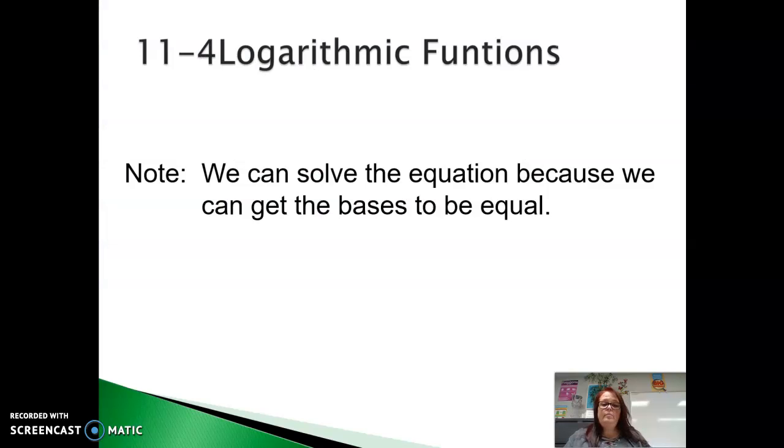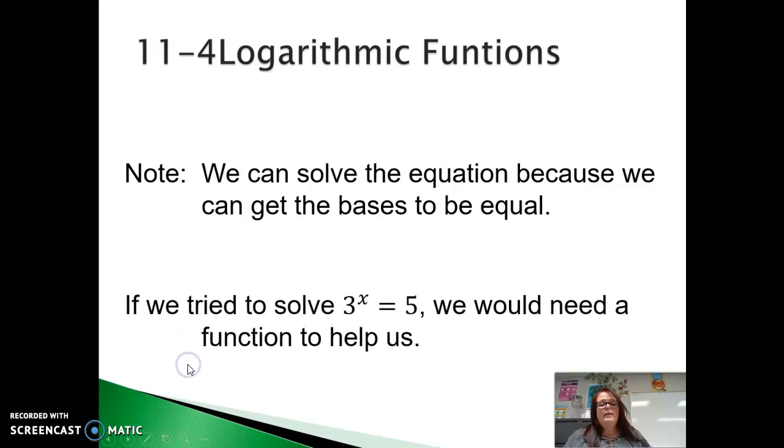So a big note for that problem is we can solve the equation because we can get the bases to be equal. If we tried to solve something like 3 to the x equal to 5, then we wouldn't be able to do that because I can't get 3 and 5 to have the same base, and so we need a function to help us do that.